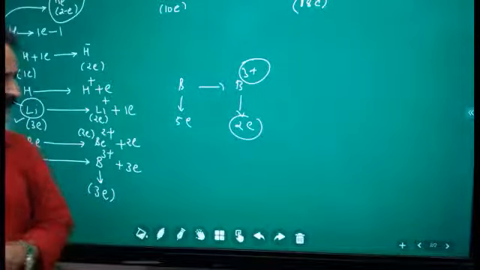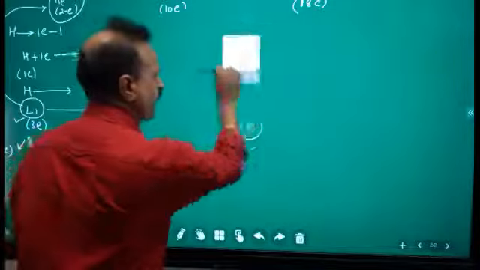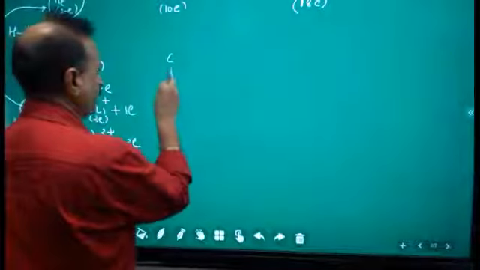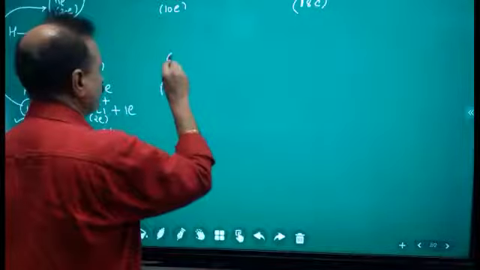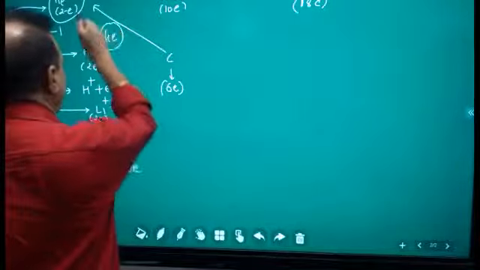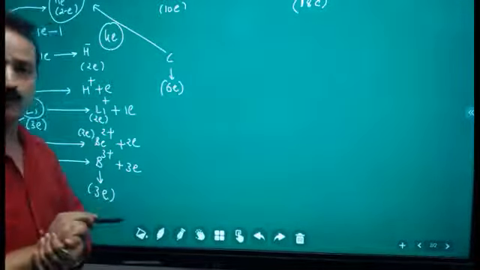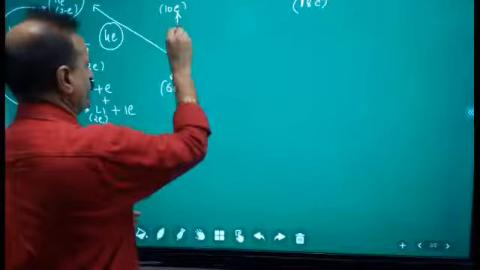Now it is the turn of carbon, so we will discuss carbon. Carbon has 6 electrons, atomic number 6. Carbon can lose 4 electrons to have the same number of electrons as helium, or carbon can gain 4 electrons.